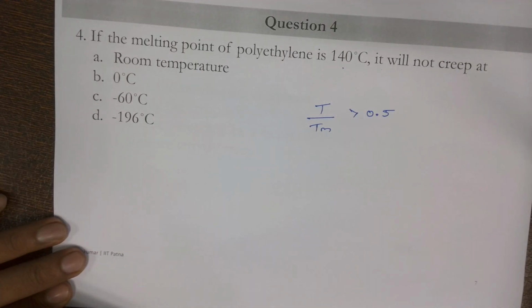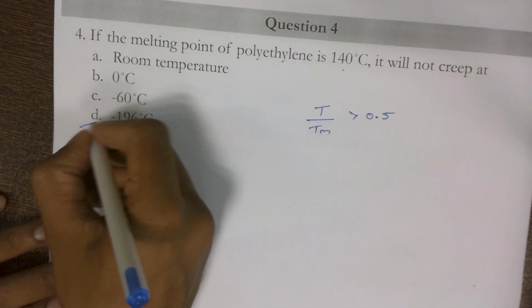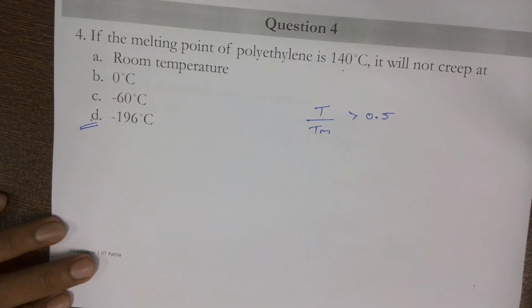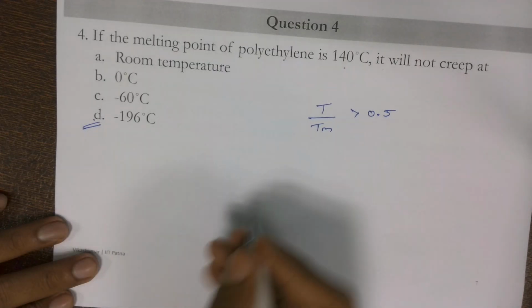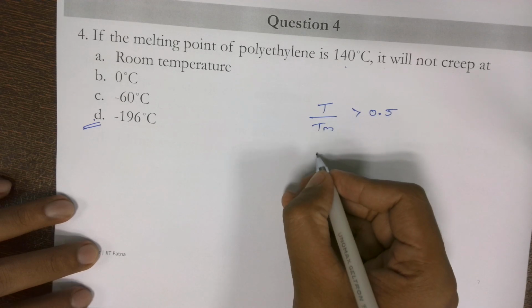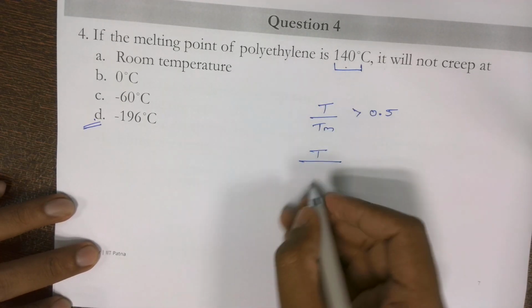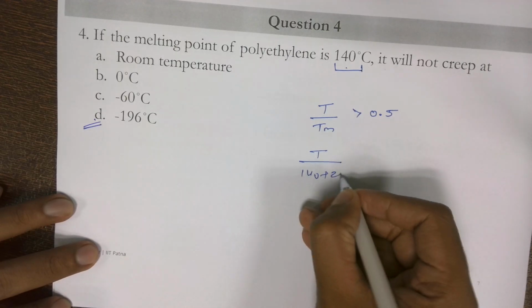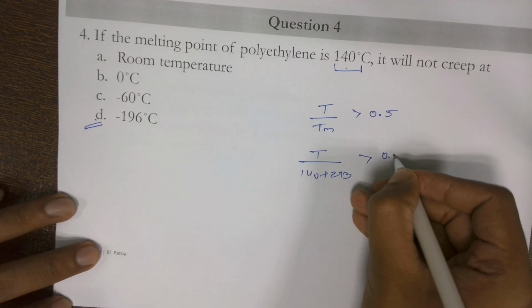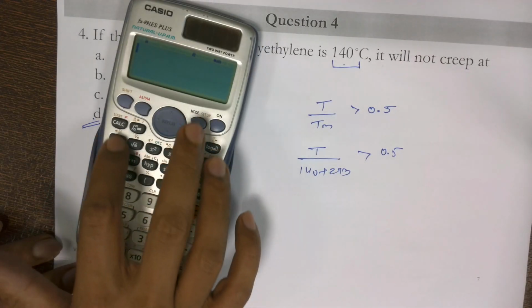Again, we'll apply the same. Okay, option D. So Gitu has said that option D is not going to creep at this particular temperature. Right? Very good. That's the right answer. Let's just do the calculation over here. So T over melting point is given to us, 140. So 140 plus 273, 0.5. Okay, so we can find the value of T.